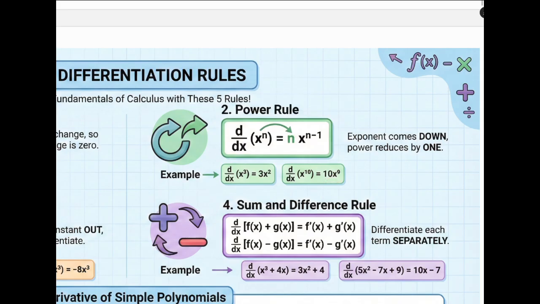Reflecting on the problem that we solved using first principle just now, which is x squared, using the power rule, we can easily solve it. So basically we get the derivative of it is 2x. So that's how easy differentiation is when we just remember the rule instead of using the first principle.